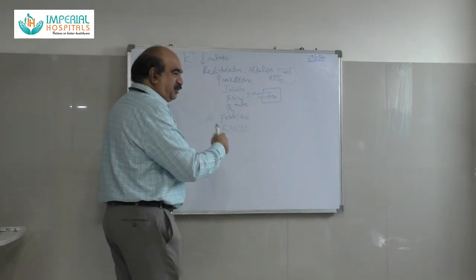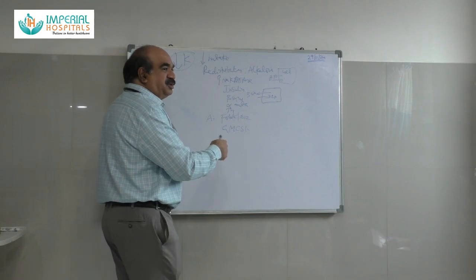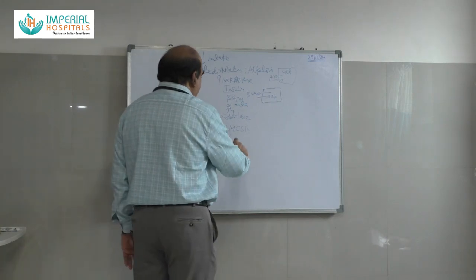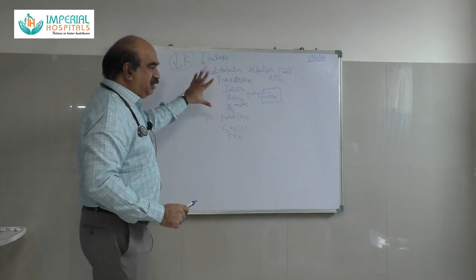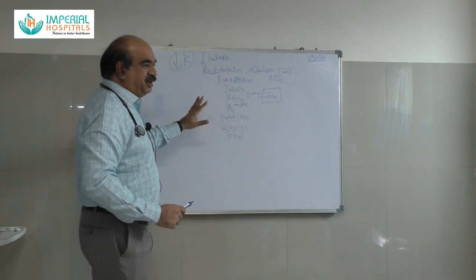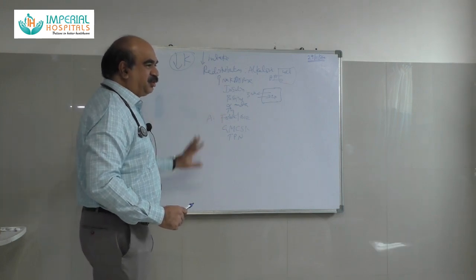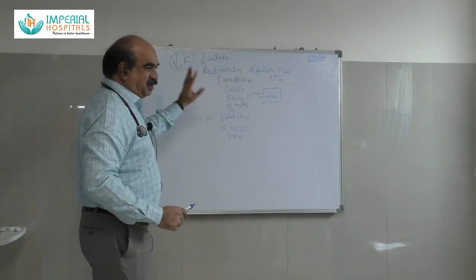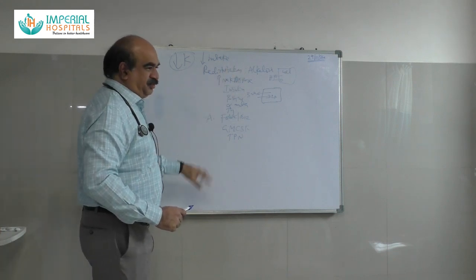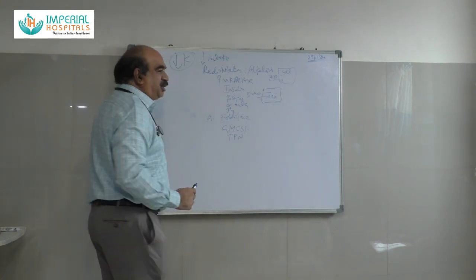Folate B12 administration for anemia, GM-CSF administration for neutropenia, or TPN, total parenteral nutrition, they can cause hypokalemia. In all these situations, the mechanism is redistribution, transcellular shift of potassium. So acid-base disturbance, alkalosis, or these hormonal causes. Then anabolism. Should always rule out pseudo-hypokalemia causes.